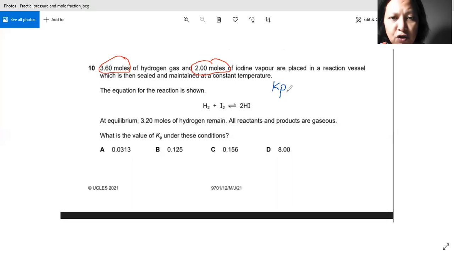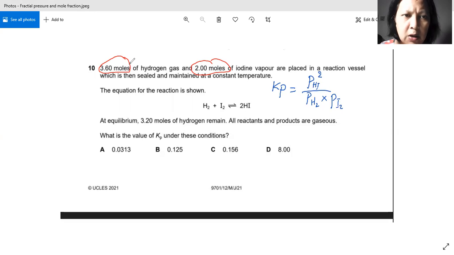equilibrium constant of pressure for this reaction equals the partial pressure of hydrogen iodide to the power of 2, divided by the partial pressure of hydrogen multiplied by the partial pressure of iodine. Okay, because what we know is the moles.